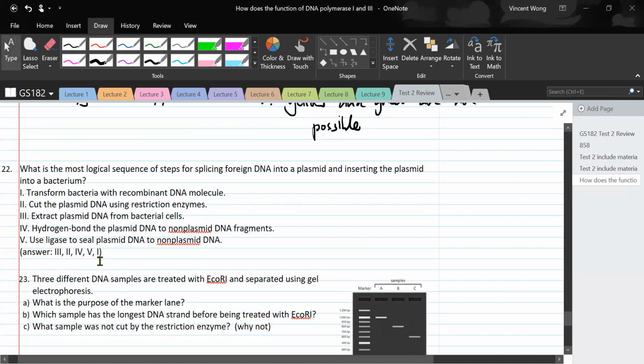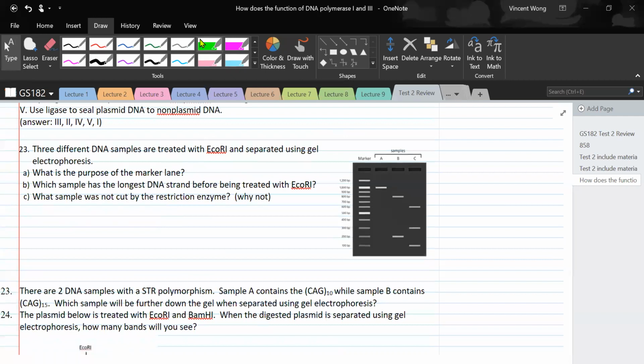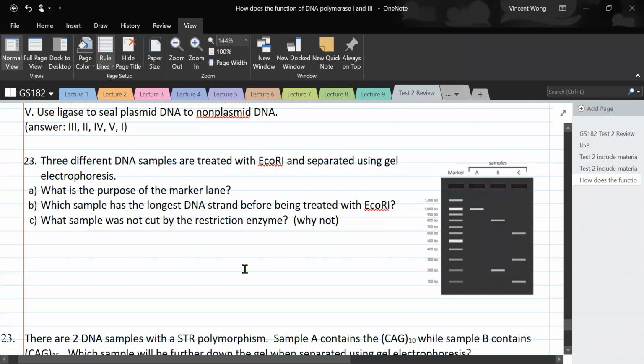The answer is right here for this one. Make sure you go through this one, okay? I think this is one of the questions in the test where you have to organize the steps. So just familiarize yourself with this. Okay, let's go through some of these biotech questions.